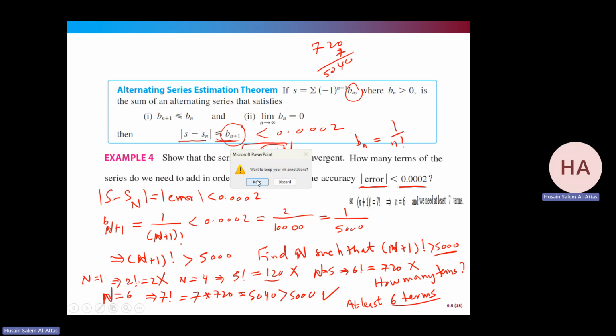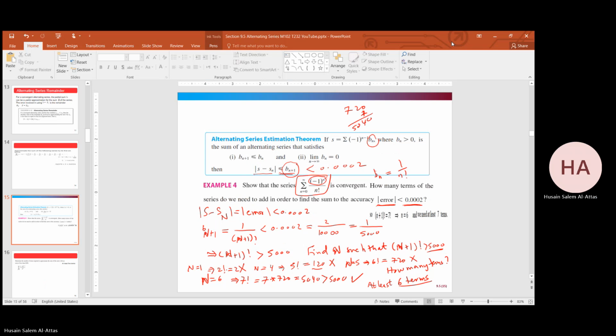Then I will do more examples, and then we'll go to the next topic in this section.